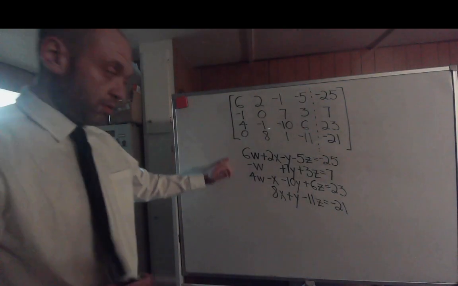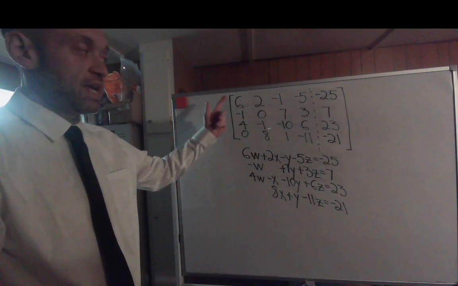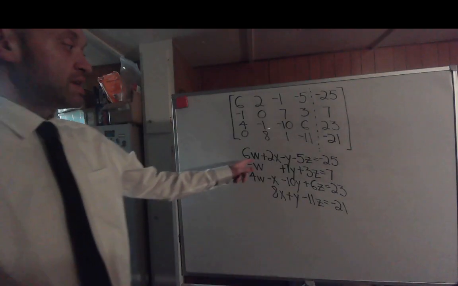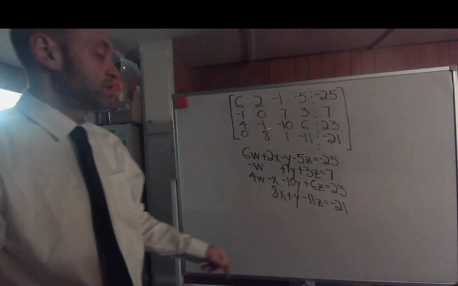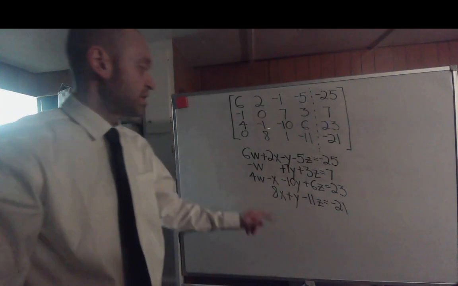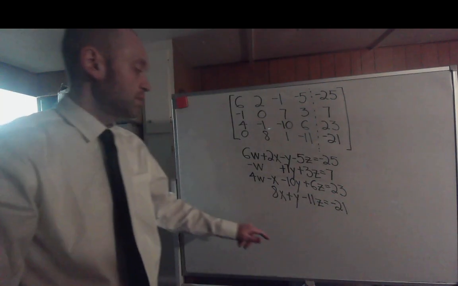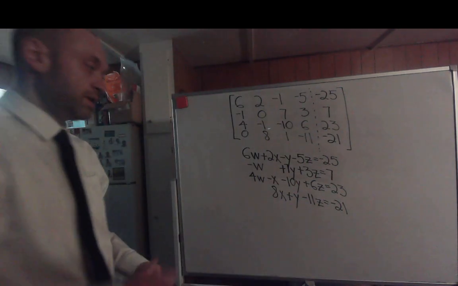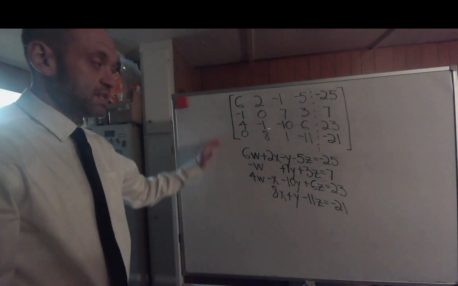So here is your 4 variable linear equation system based on this augmented matrix, by taking all the coefficients and everything to the right of the line of augmentation. You get 6w plus 2x minus y minus 5z equals negative 25. Negative w plus 7y plus 3z equals 7. 4w minus x minus 10y plus 6z equals 23. 8x plus y minus 11z equals negative 21. So that's how you work backwards and get a system from this.